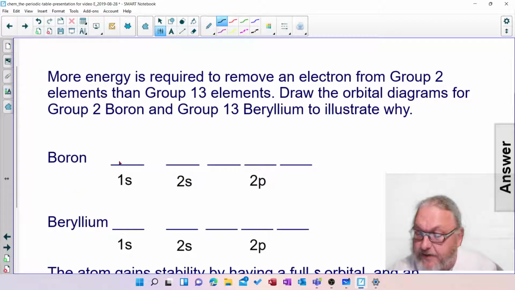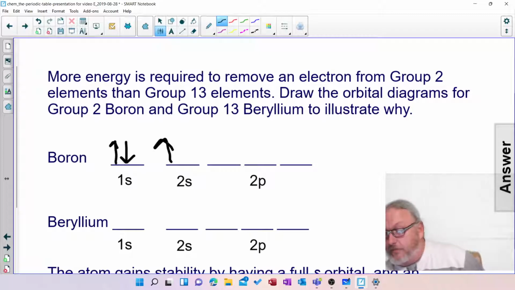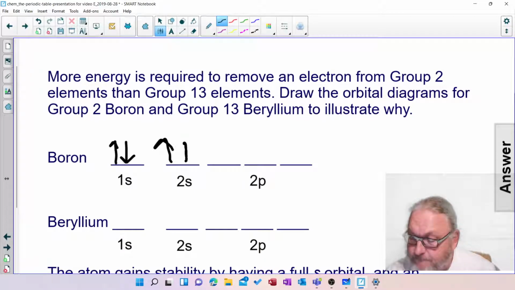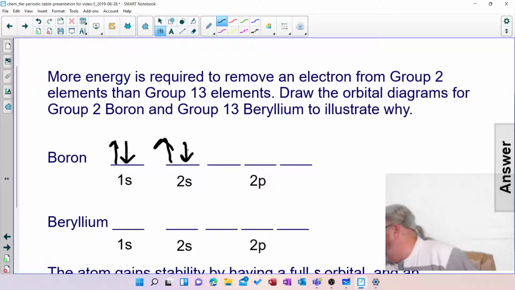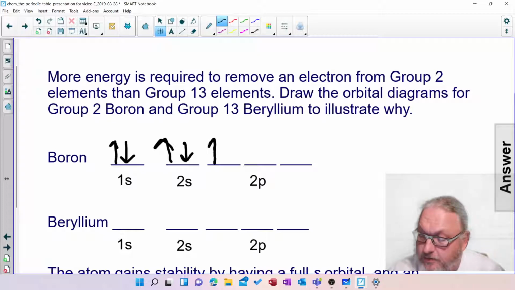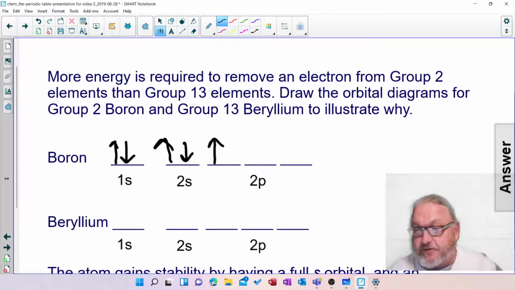So we have an electron in there, an electron in there. Then we've got the 2s, and I'm looking at what? Boron. And I've got 5 total, so there's 4. All right, so those are my 5 electrons in an orbital diagram for boron.